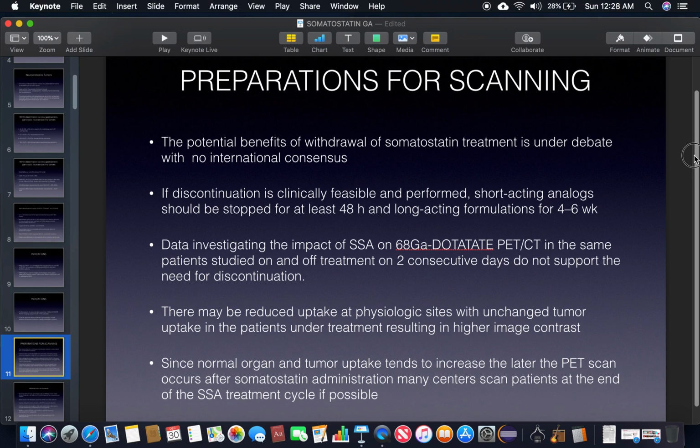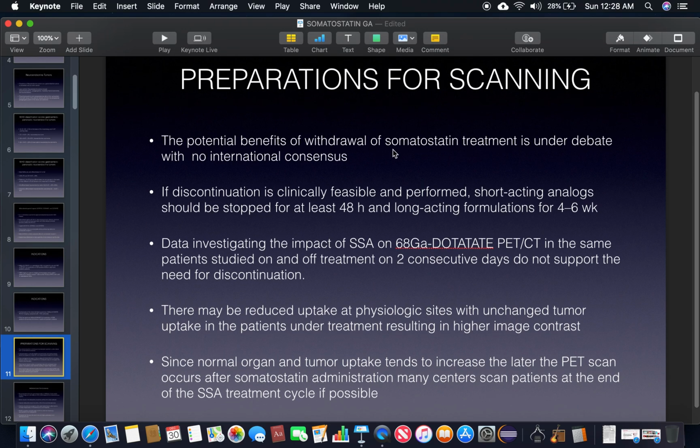Now, when we prepare these patients for scanning, there is no consensus whether the somatostatin treatment should be withdrawn. If it is possible, discontinuation should be done, and short-acting analogs should be stopped for at least 48 hours, whereas for longer-acting formulations, 4 to 6 weeks would be ideal. The data that has investigated the impact of somatostatin on gallium DOTATATE PET CT in the same patient studied on and off treatment for 2 consecutive days do not support the need for discontinuation. However, there may be some reduced uptake at physiological sites with unchanged tumor uptake, resulting in higher contrast.